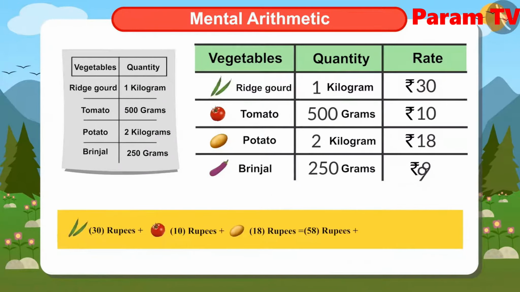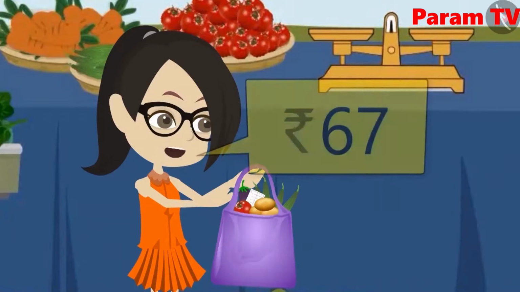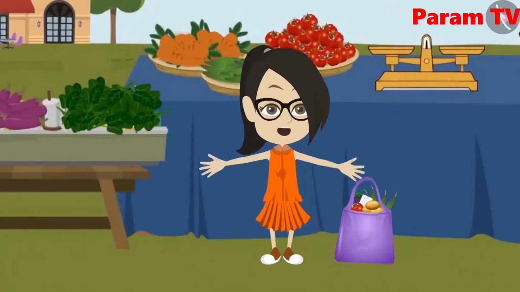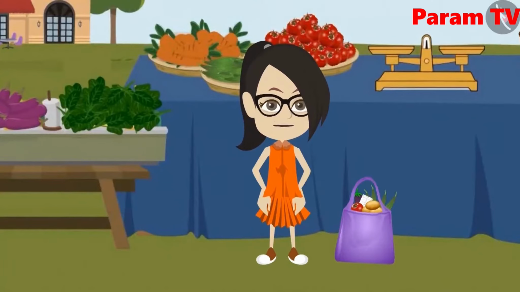Now I will add 9 rupees to 58 rupees. The answer will be 67 rupees. This means all these vegetables are worth 67 rupees. Oh wow! I too calculated the total price of all vegetables without a paper and a pen.